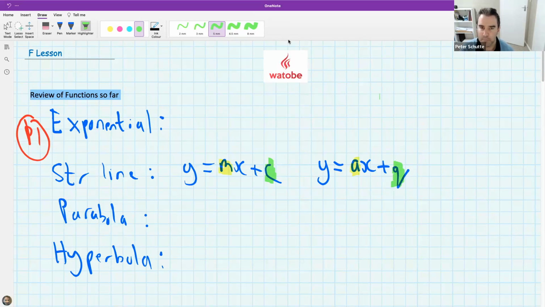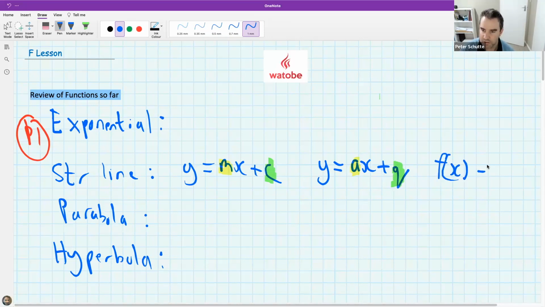The other thing I want to point out is that sometimes we don't use this notation. So sometimes what we do is we might use what's called the f of x notation. And we might have something like that. Those are all the same things. They're just straight line functions. And if you want to get different types of straight line functions, you would just put values for m and c, a and q, and so on.